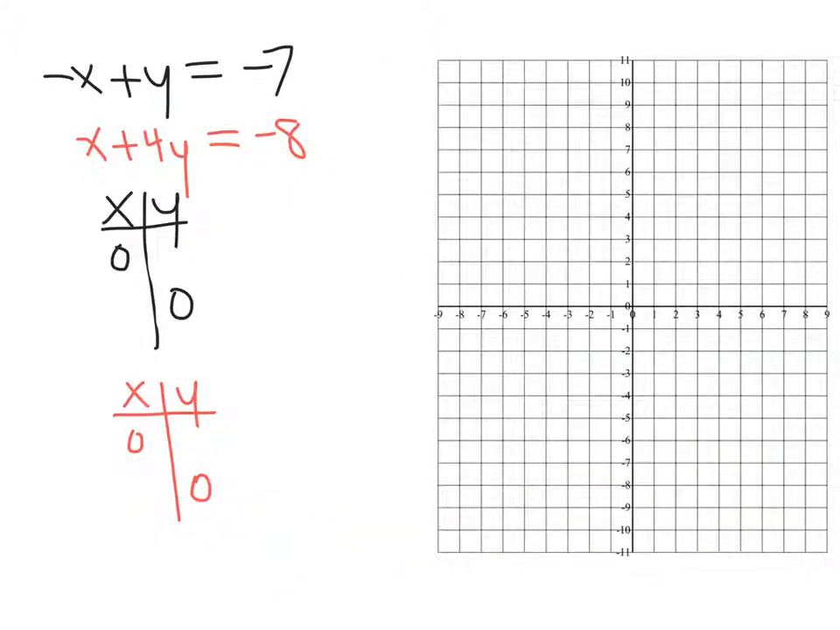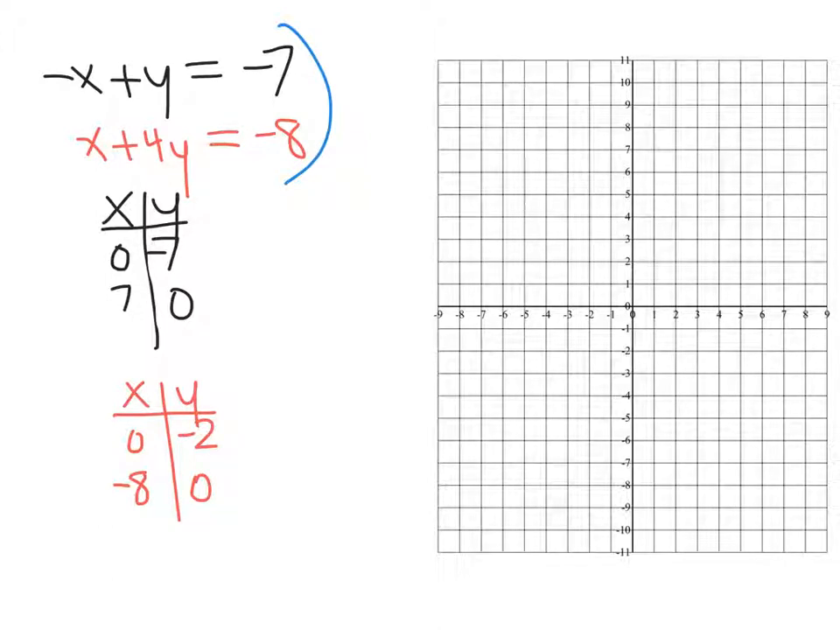So here we have a system of linear equations up here: -x plus y is equal to -7, and x plus 4y is equal to -8. I'm going to graph both of these and see where they cross, and that will be the solution of this system of linear equations. Since these are in standard form already, I'm going to simply figure out the intercepts of each of the lines.